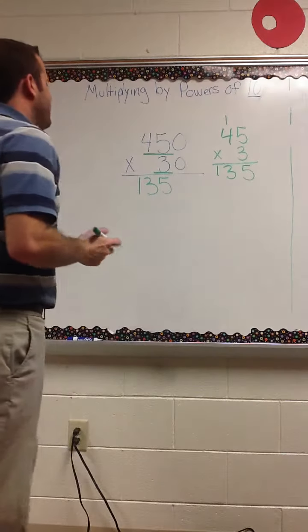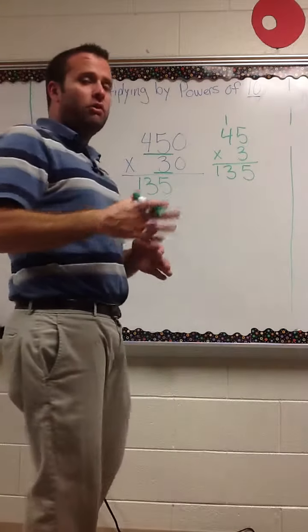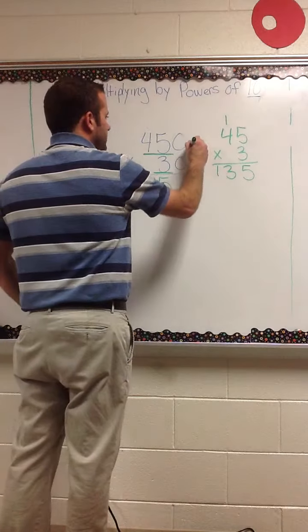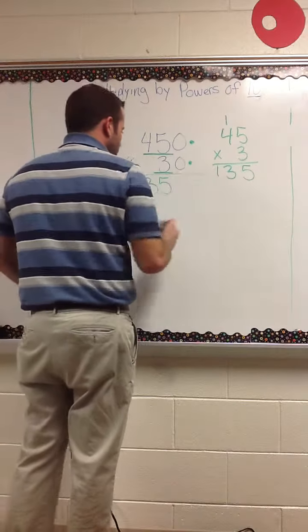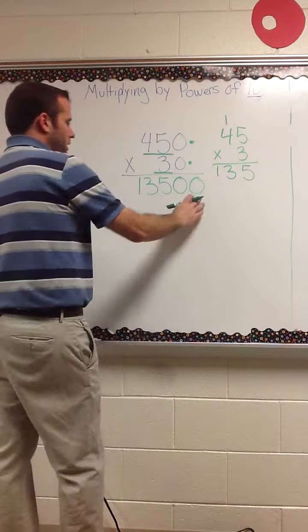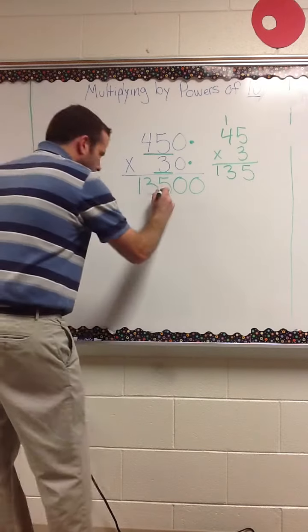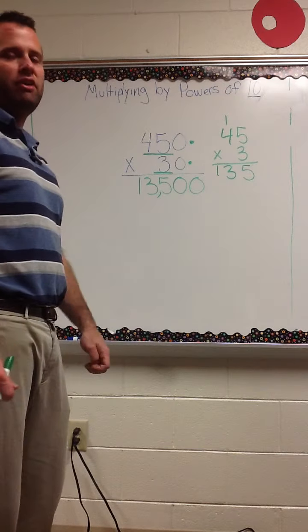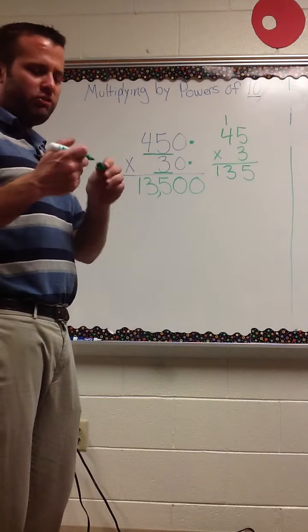135. Now that I have taken care of all the non-zero parts of these two factors, I'm going to go back and see that I have 1, 2 zeros. So I'm going to add 2 zeros to my product. And I have an answer of 13,500. If you want to run it on a calculator to make sure I'm right, feel free.